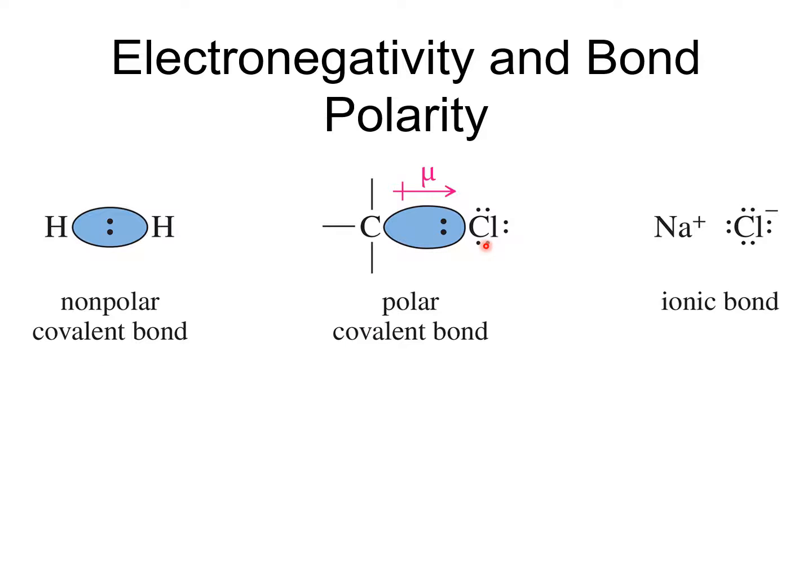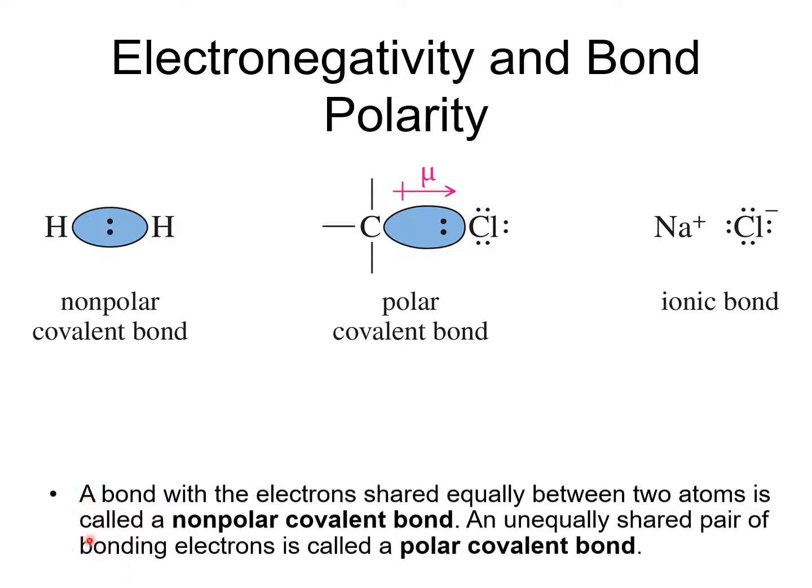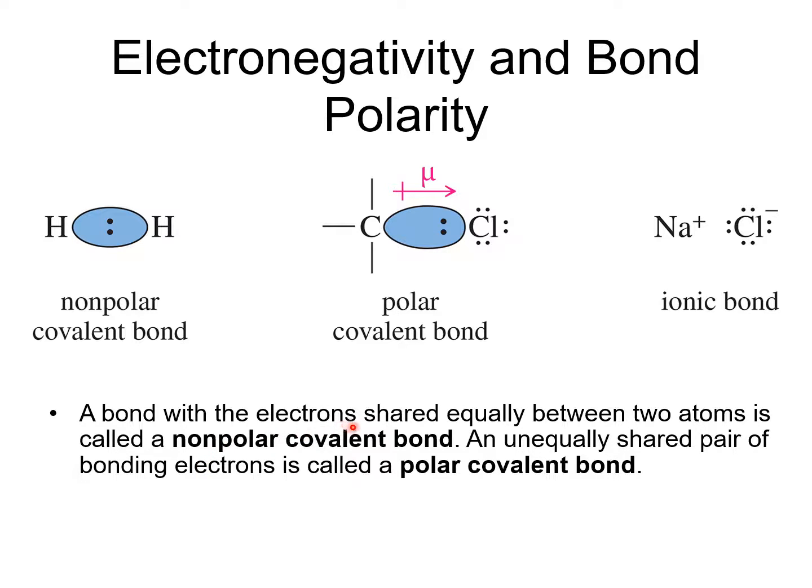What about this? Well, chlorine is more electronegative than carbon is. So the electrons actually spend more of their time attached to the chlorine than to the carbon. So this is a polar covalent bond. If you push the extreme of a polar covalent bond all the way to the end, then you get an ionic bond. In an ionic bond, the electron spends all of its time attached to one atom and none of its time attached to the other atom. So the ionic bond is the extreme variation of a polar covalent bond. The bond with the electrons shared equally is a nonpolar covalent. Unequally is a polar covalent bond.